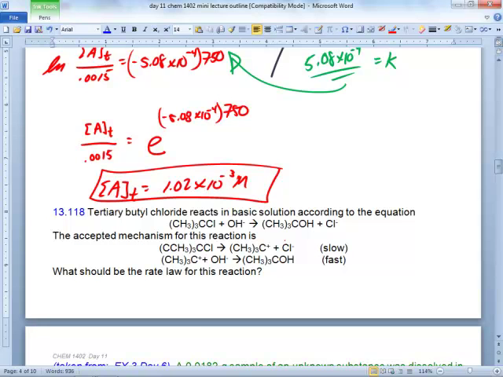So Vanessa, how did you get this one? Did you get 118? Anybody have a suggestion for 118? Rate equals k times, in brackets, exactly, that big thing. Yeah, that first one, because it's the slowest, and it's an elementary step. That's the only reason why you can do this. Just copy it down exactly as it's written there. All right, you can raise it to the 1 if you want.